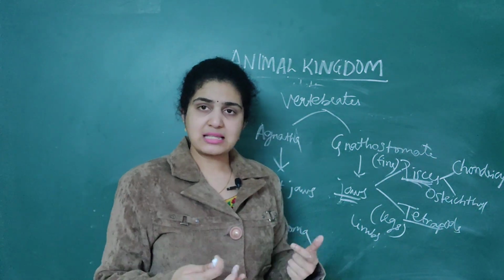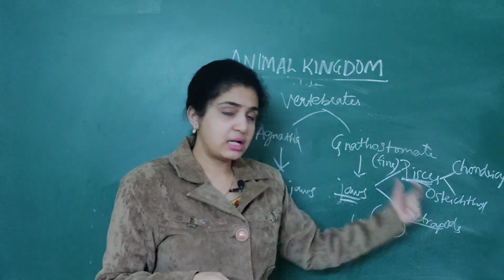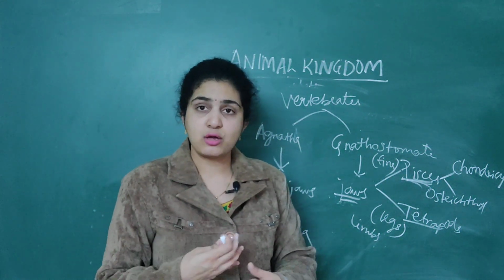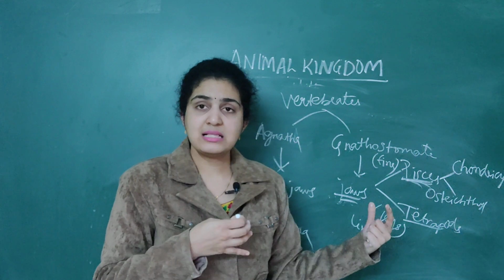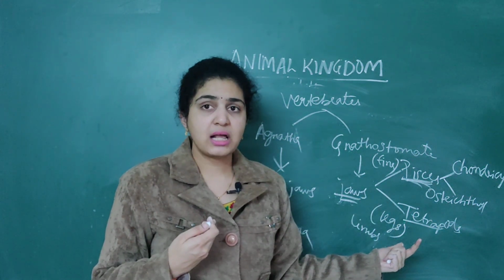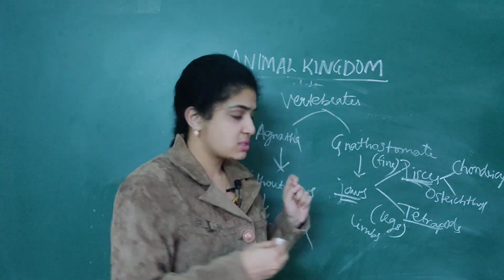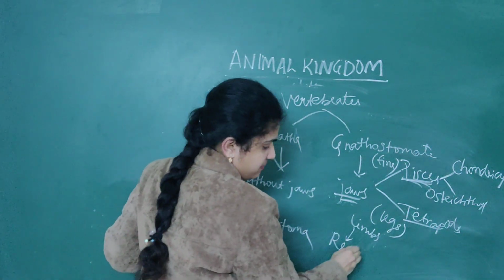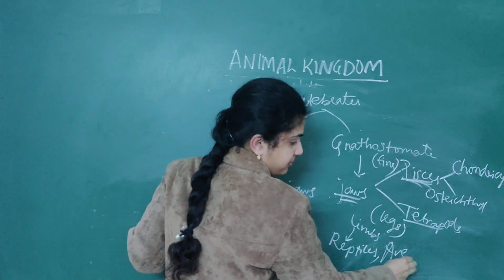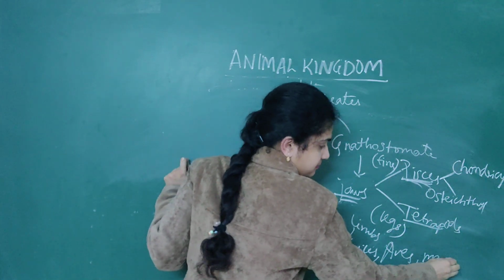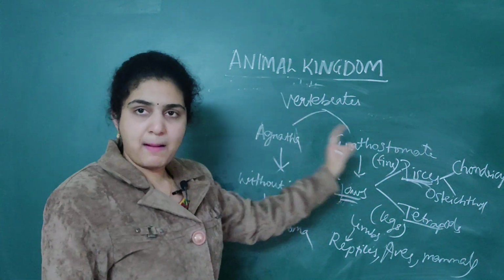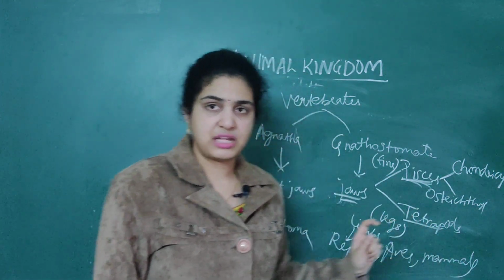Again, normal classes will come under these tetrapods. Nothing but reptiles, aves, aves means birds, and mammals, we humans. These all will come under tetrapods. Reptiles, aves, mammals will come under this classification.